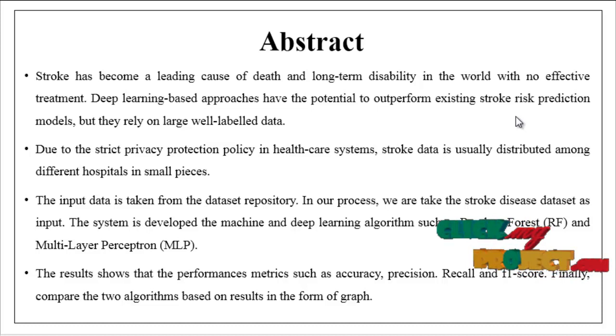In our project, we have taken the stroke disease dataset as input. The system is developed with machine and deep learning algorithms such as random forest and multi-layer perceptron. The result shows performance metrics such as accuracy, precision, recall and F1 score. Finally, we can compare the two algorithms based on results in the form of a graph.